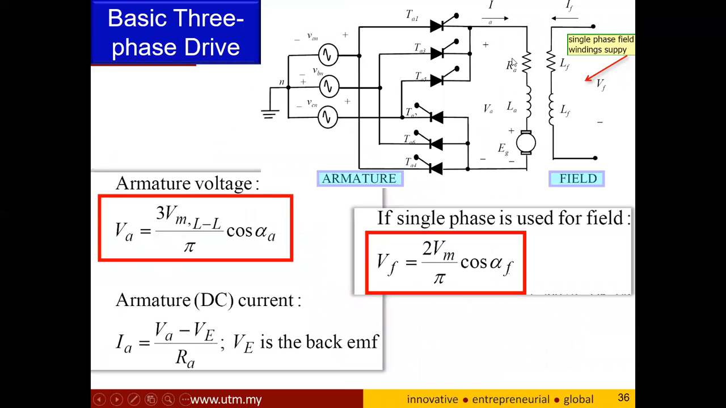This is when you are using a three-phase source. For the three-phase source, the VA here is 3 multiplied by VM line to line over pi, cos alpha. The armature current here is the same. It's a DC circuit, so the same equations apply. And if you are using a single-phase field circuit, then you can use this equation.